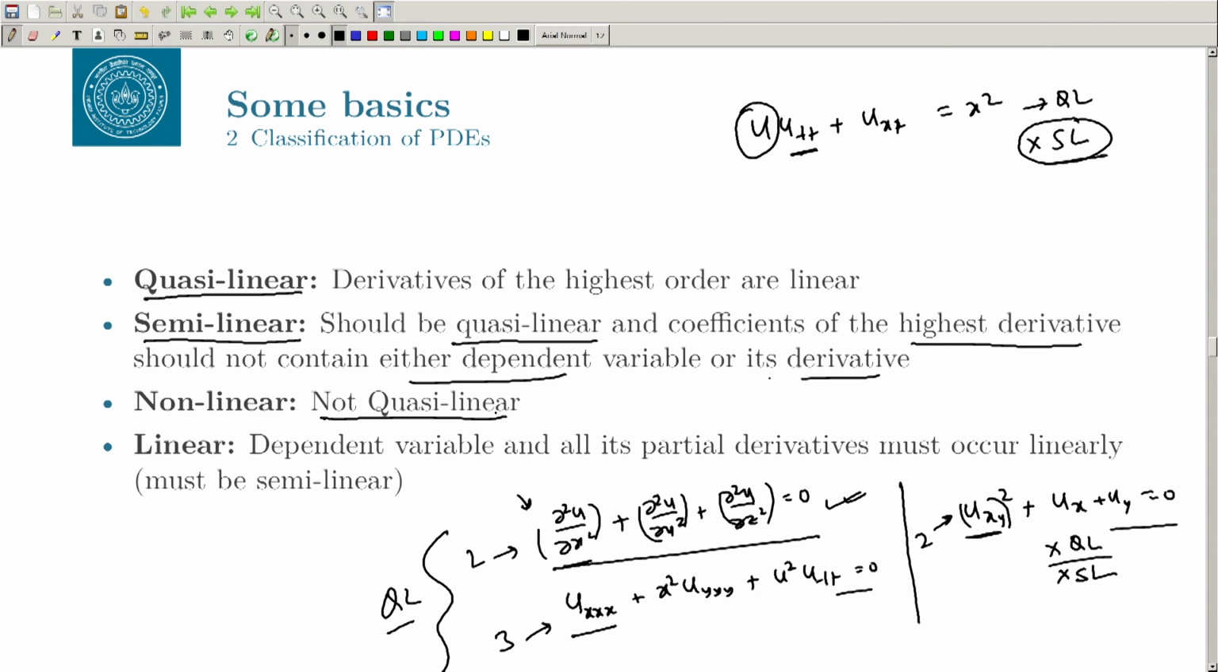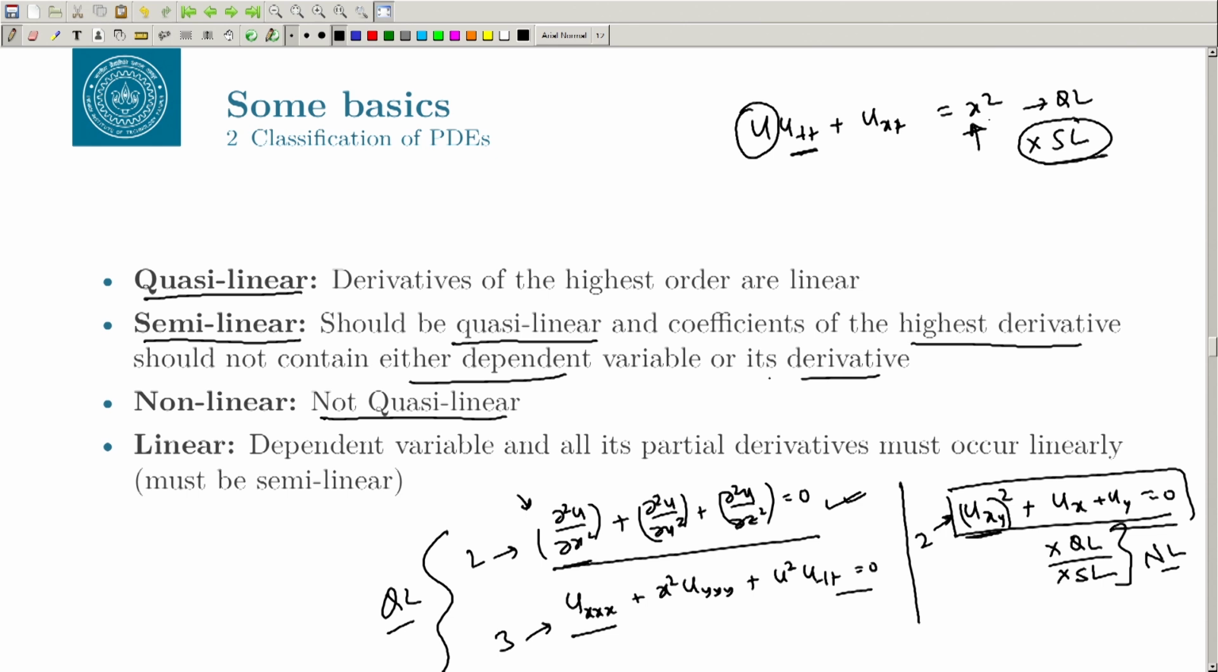Okay. So, I will give you just an example. For example, this is a non-linear equation. Okay. This equation that we see is a non-linear equation. And for other classification that I can talk about, for example, this is a non-homogeneous equation, because there is an x square coming on the right side.